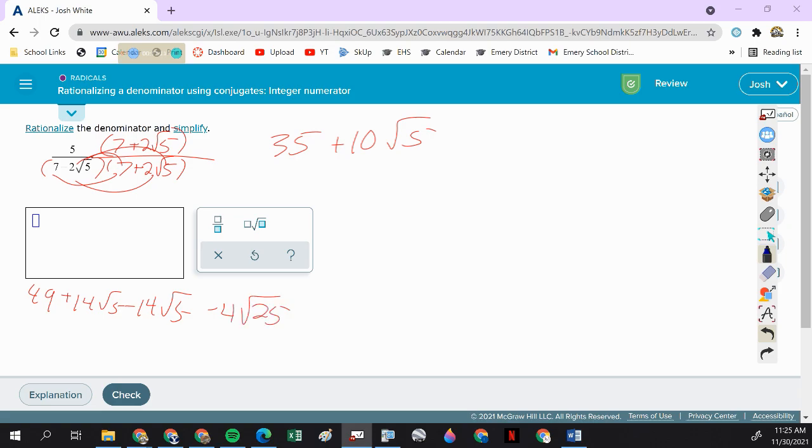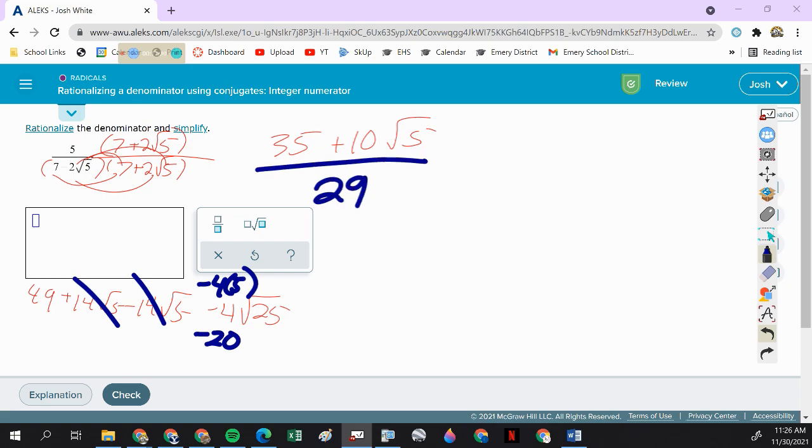And the nice thing about conjugates, of course, is those cancel. And negative 4 root 25 is really just negative 4 times 5, which is negative 20. 49 minus 20 is 29. Like that. Can I simplify? No. What if this was a 20?